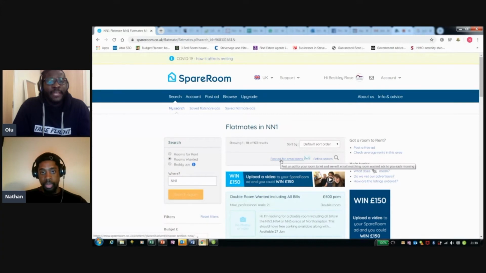Good. Is there anything else that's quite powerful that you can use this spare room for? Can you also use it to estimate how much you charge for your rooms, right? Or is there any other?